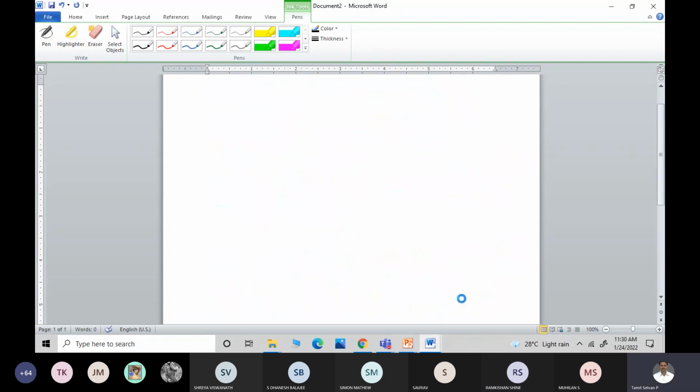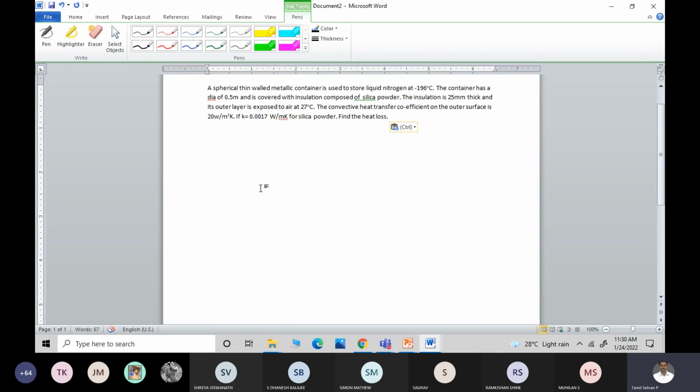So in the next problem, it was mentioned as a thin spherical wall metallic container used to store liquid hydrogen at minus 196 degrees C. Okay, the container has dia of 0.5 meters and is covered with insulation composed of silica powder. The insulation is 25 thick. Its outer layer is exposed to 27 degrees C. The convective heat transfer coefficient of the outer surface is 20 and K value is 0.07.